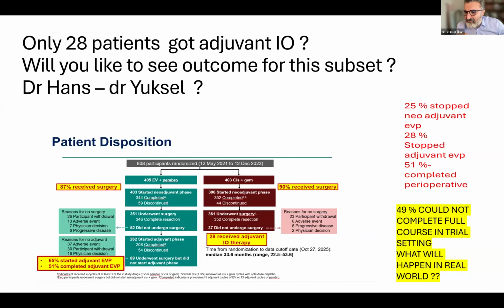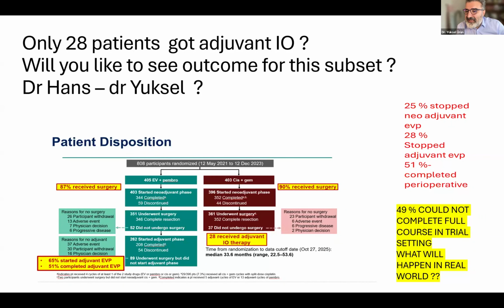I think at least half of the patients couldn't complete the full course of the treatment, which brings to mind this question, because when I started design of the study, I asked myself whether those patients really need EV after the surgery, because we have more than 50% pathological CR. And I think now the next question will be in which patients we need to continue with EV. I think for most of the patients, of course, this needs to be asked and tested, but this is my personal opinion: for most of those patients, especially with pCR, adjuvant pembro only will be enough.